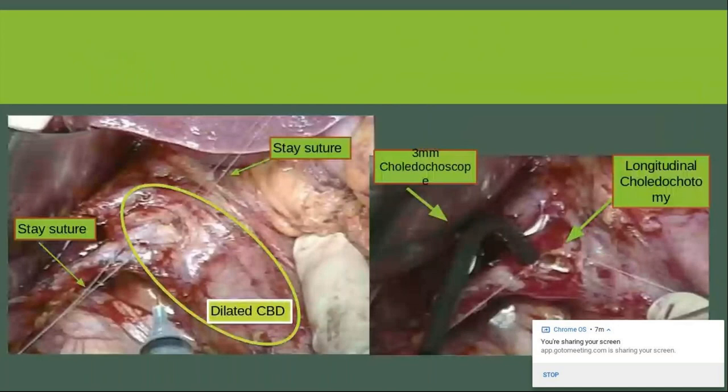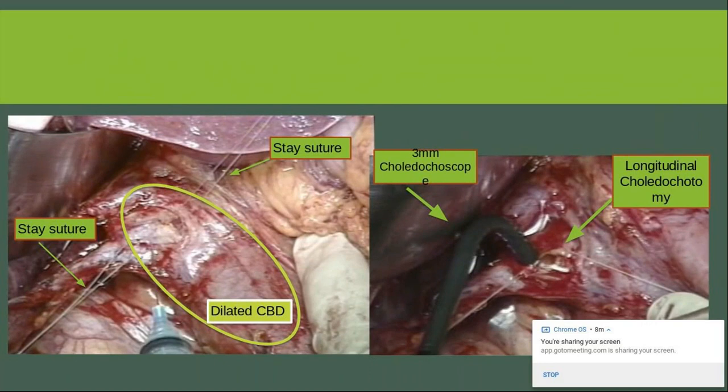Here are some pictures of an open common bile duct exploration. You can see in the left picture, there's stay sutures on either side and a very dilated common bile duct, and then a small ductotomy in between those two stay sutures. In the right-sided photo, you can see again, similar concept, two stay sutures on either side, a very small ductotomy.